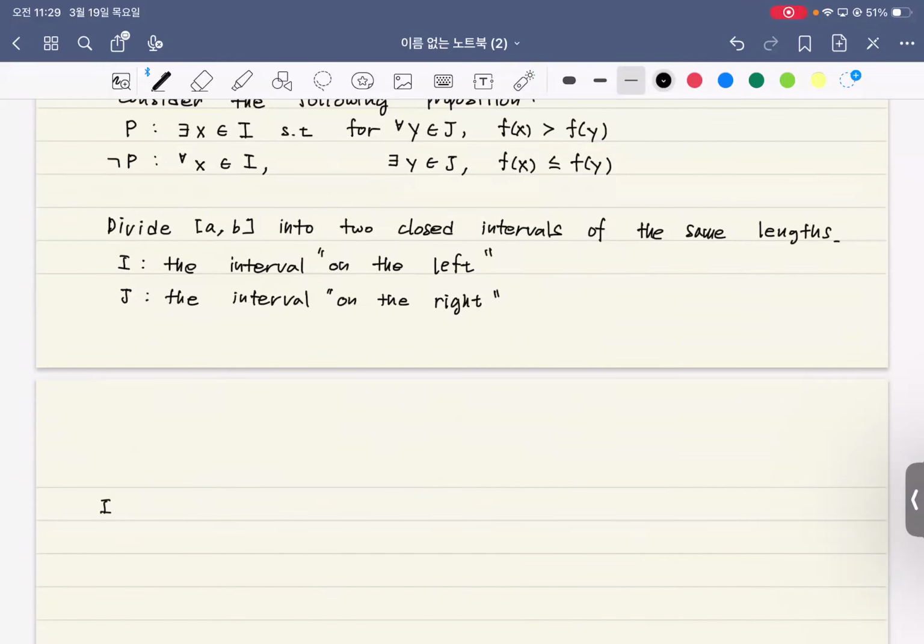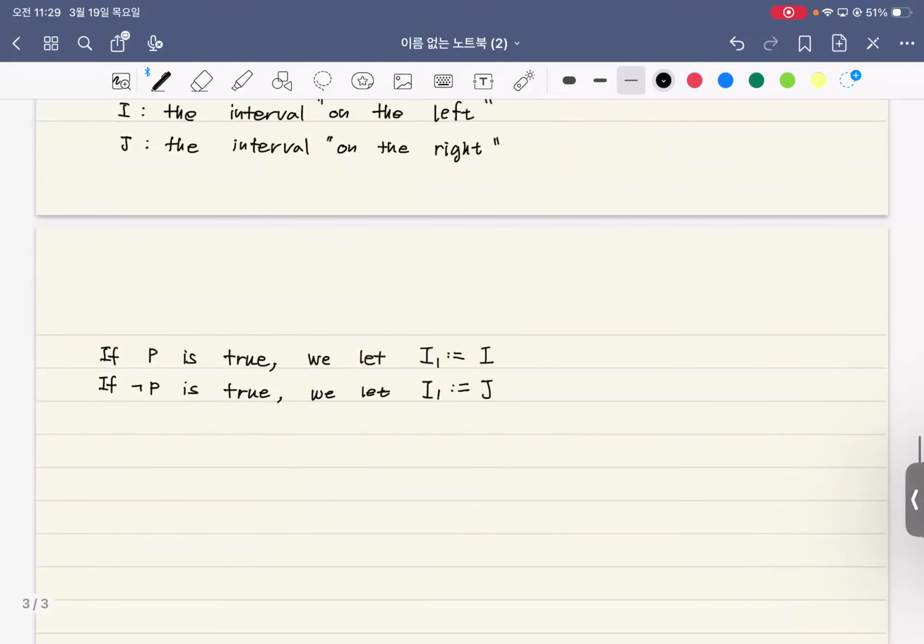So if P is true, then we let I1 be I. If the negation of P is true, then we will let I1 be J. Okay, so what does it mean?